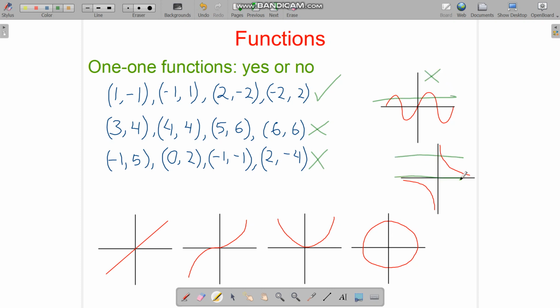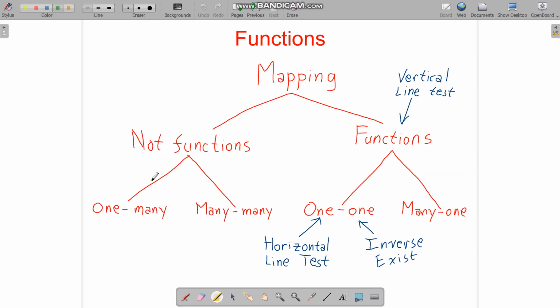Draw a vertical line anywhere, we cannot have more than one intersection, so yes, this is a one-one function. This, remember, is not even a function. If it's not even a function, of course it cannot be a one-one function. This is a function, but it's not a one-one because we have two intersections using the horizontal line test, so this is not a one-one function. And here this is a function, and it is a one-one function because it passes both vertical and horizontal line tests. That's a one-one function. This is also a one-one function.